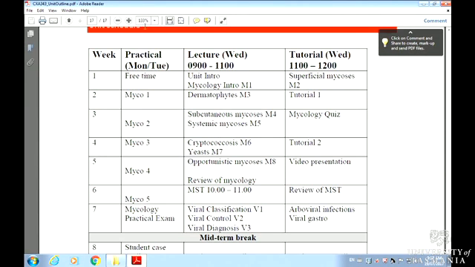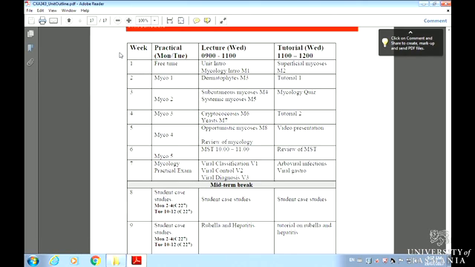Okay, the timetable, the schedule. So no pracs this week. Yeah, because that's already got no yesterday and the day before. So we can't have pracs this week. Then we'll have 5 weeks of pracs for the mycology, followed by the prac exam for mycology.